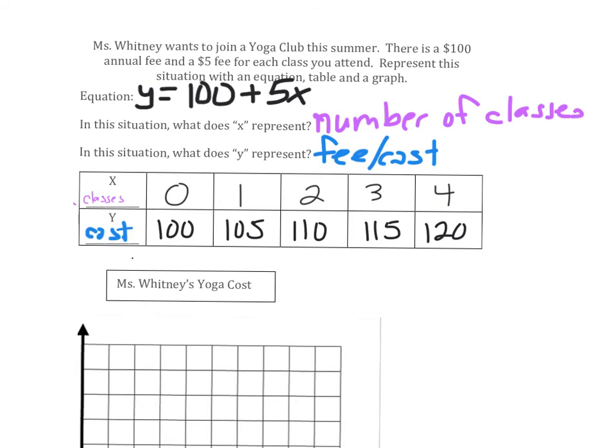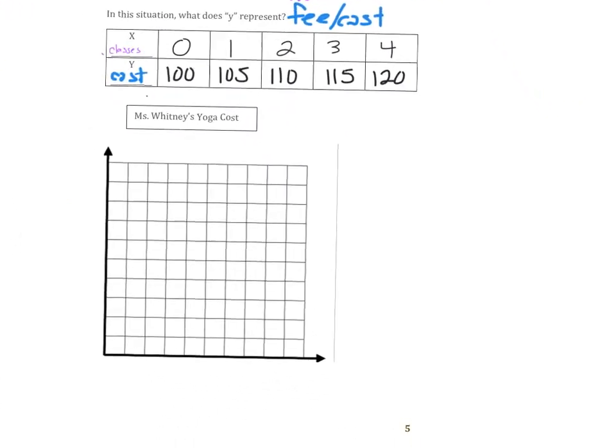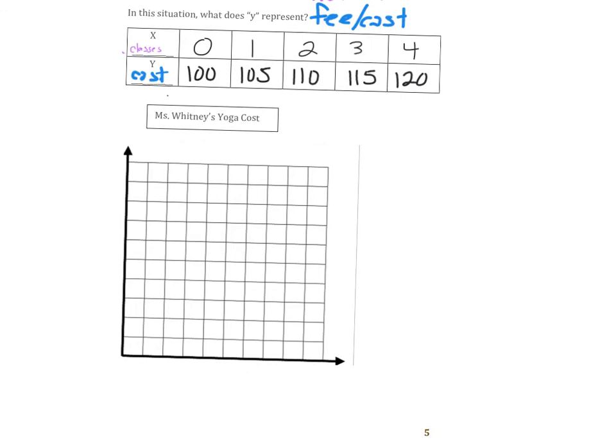Now I'm going to use those values to go ahead and graph. So number of classes is going to be our x. The cost is going to be our y. Now, in this case, I'm not actually going to start at 0, nor am I going to count by even 100s, because there's such a small difference between our values when we look between our 0 and our 4. What I'm going to do is something called a break in the graph. So I'm going to put this little squiggly line there to show that I'm not starting at 0, so that I can get a better representation of my data.